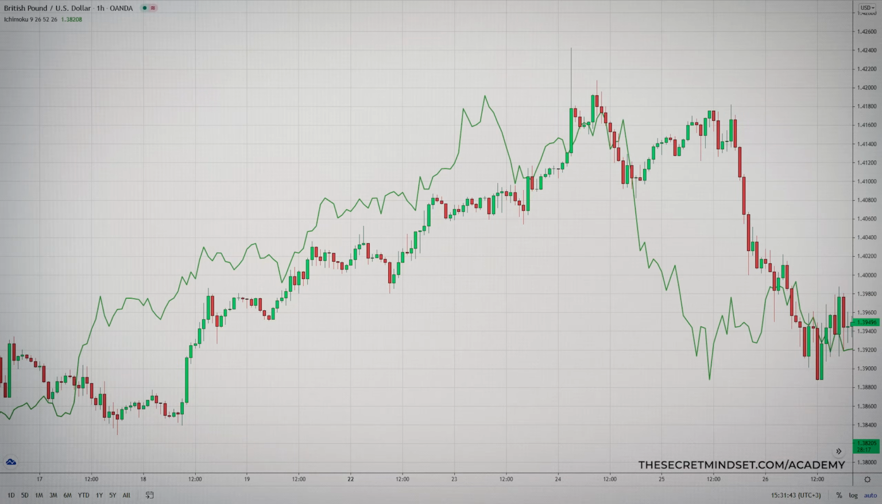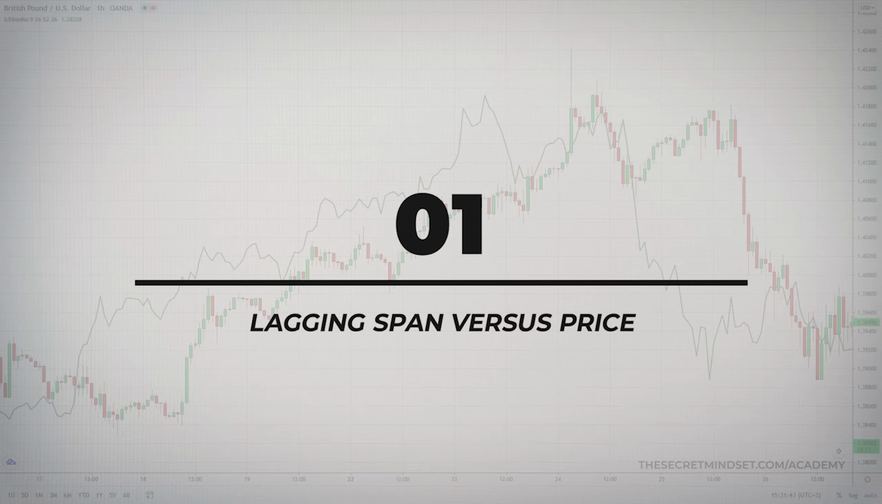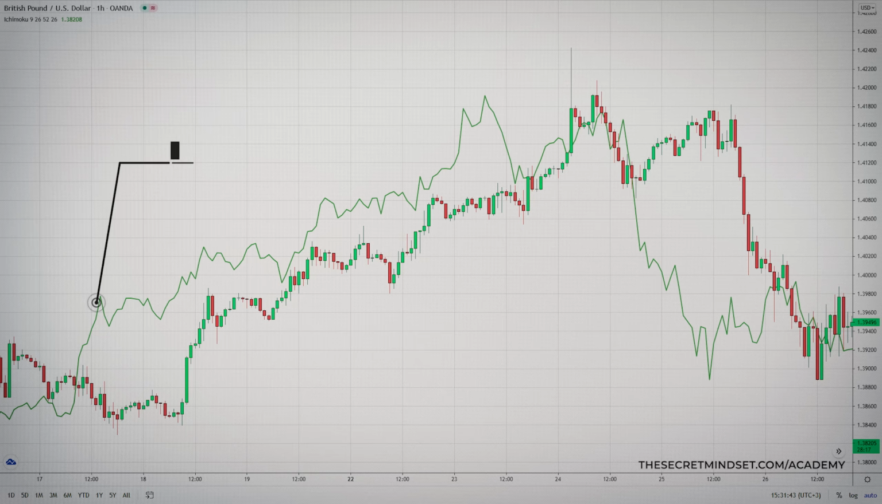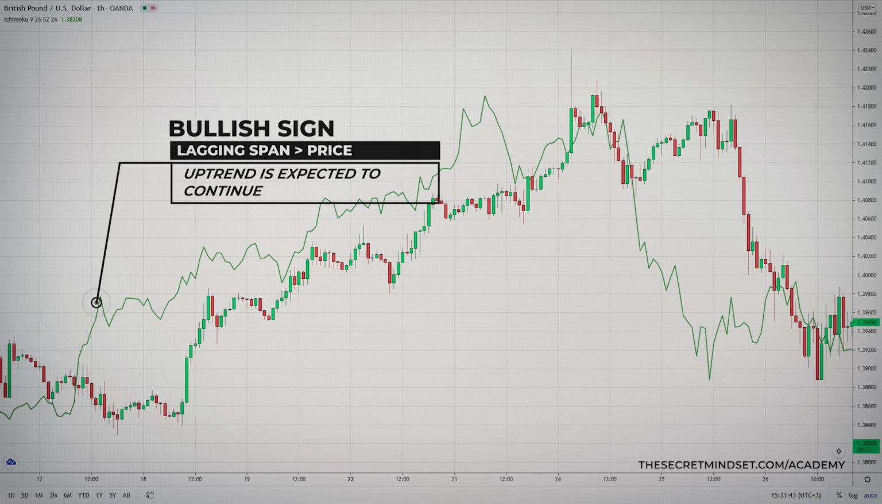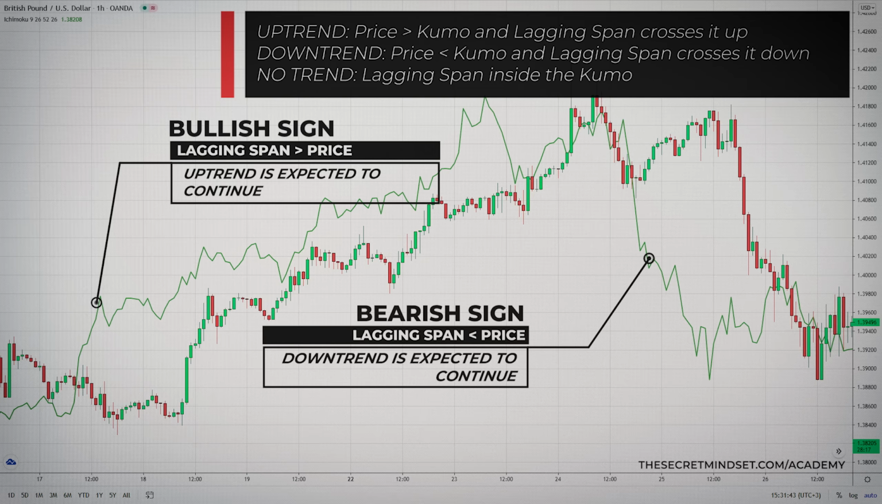Now let's analyze other components. First, the lagging span versus price. If the lagging span crosses up the price, it can be counted as a bullish sign, and vice versa for a bearish sign. If the price is on the upside of the Kumo and the lagging span crosses up, it's a very strong sign of the possibility of a long-term uptrend, while the opposite indicates a strong downtrend. If lagging span is inside the Kumo, the trend is undecided.